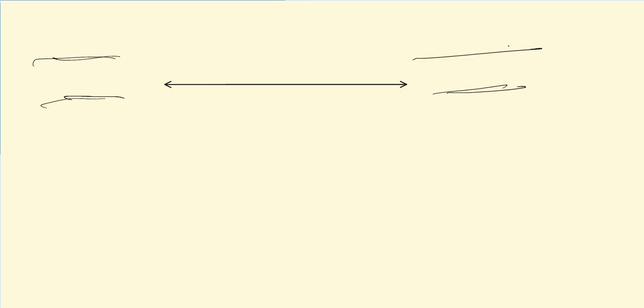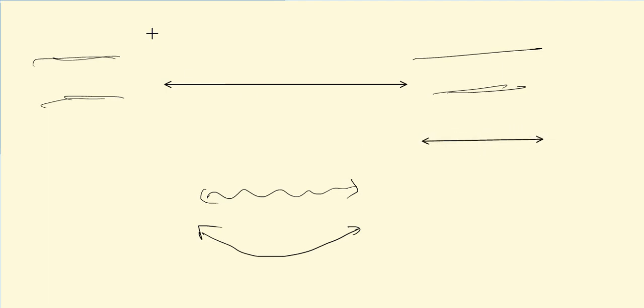Then a line may be straight or curved, but when we say a line, it means a straight line only. So a line may be straight or curved, just like you will get like this, or like this you will get. But when we say a line, it means a straight line only and nothing else.